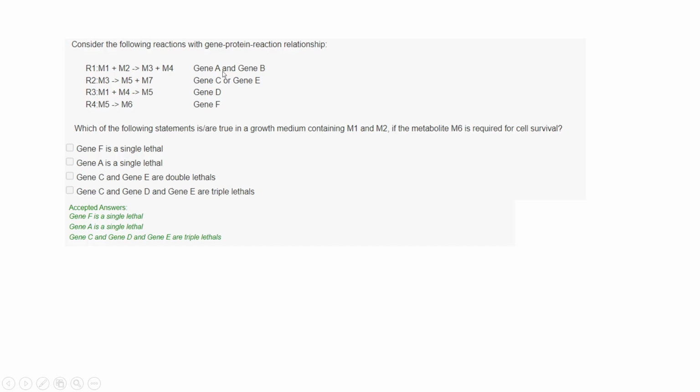Now C and E, if you delete, basically you're deleting this reaction, so you're converting M3 to M5 and M7, and ultimately M5 is getting produced from this third reaction. So this is not a double lethal. And if you delete C, D, E, then you are deleting this reaction and this reaction, so M5 will not get formed. So ultimately there is no formation of M6.